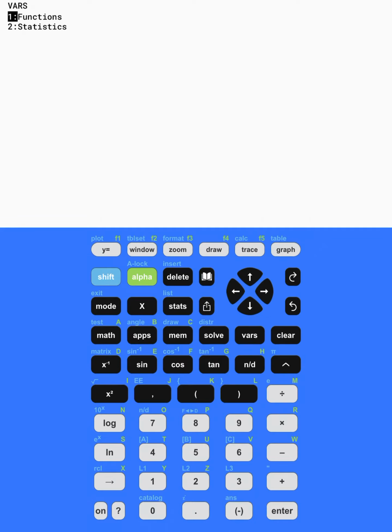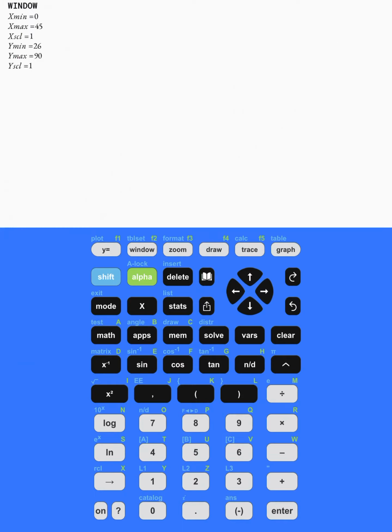You're going to press VARS, number 5, where it says Statistics. Then you're going to go to the right till it says EQ, and then press number 1. What that will do is copy and paste your equation into Y1 so that you have accuracy and your answer is not going to be wrong.